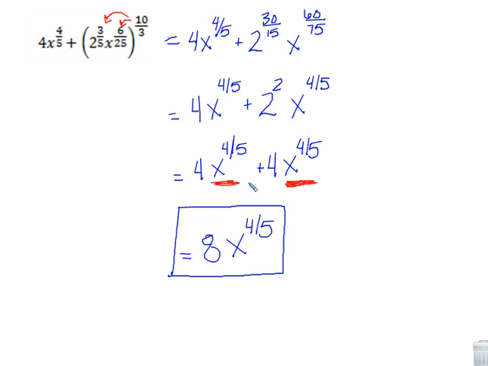So if I take a look at what we have, 4x to the 4/5 and another 4x to the 4/5. Since this base is x and this base is x, and they have the same powers, both 4/5, these are considered like terms. Same base, same power, so we can add the outside numbers. 4 plus 4 gives me 8, and we can keep that 4/5 on the power of x.